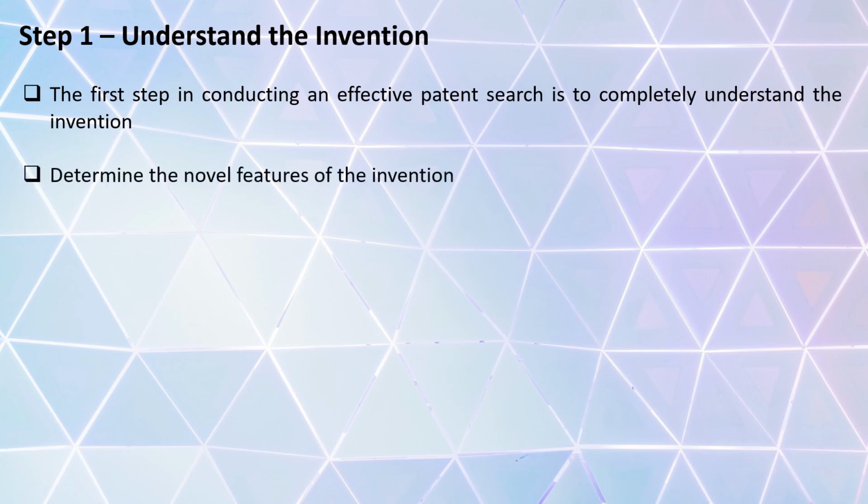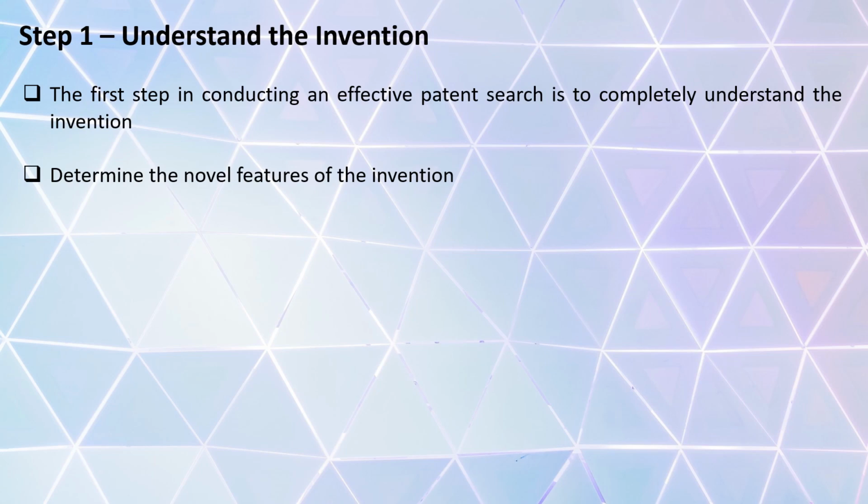The second point: determine the novel features of an invention. What that means is, if an inventor is describing their invention, a lot of it will already be part of what is known, but there might be something unique which the inventor has brought, for which the inventor wants to gain protection, right? That is termed the novel features or key features of the invention. So it's very important to extract that information from the entire information of the invention.